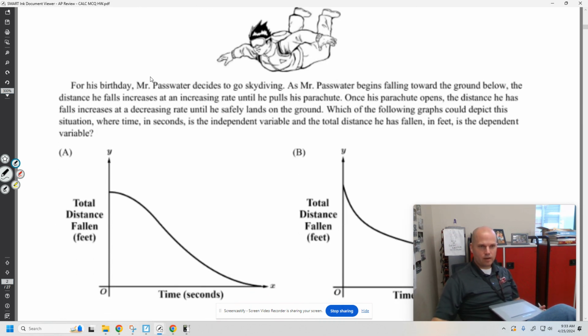Sweet, past water, skydiving. The distance that he falls, total distance fallen.